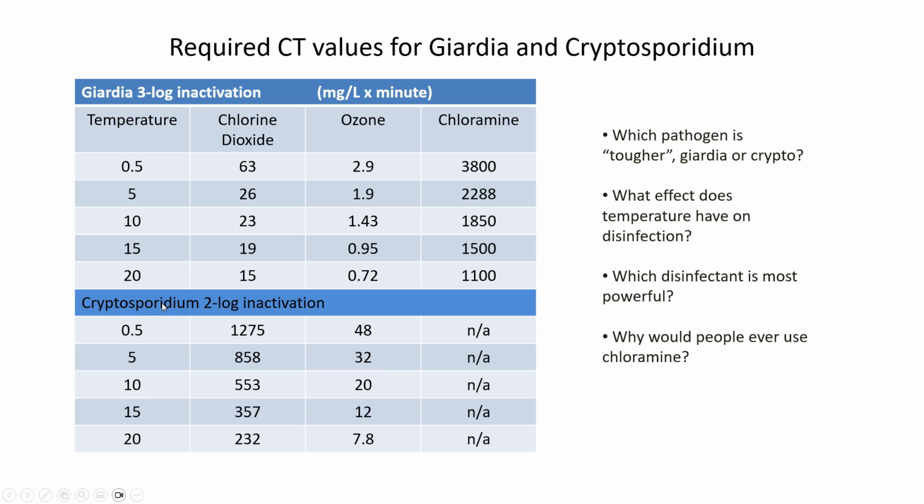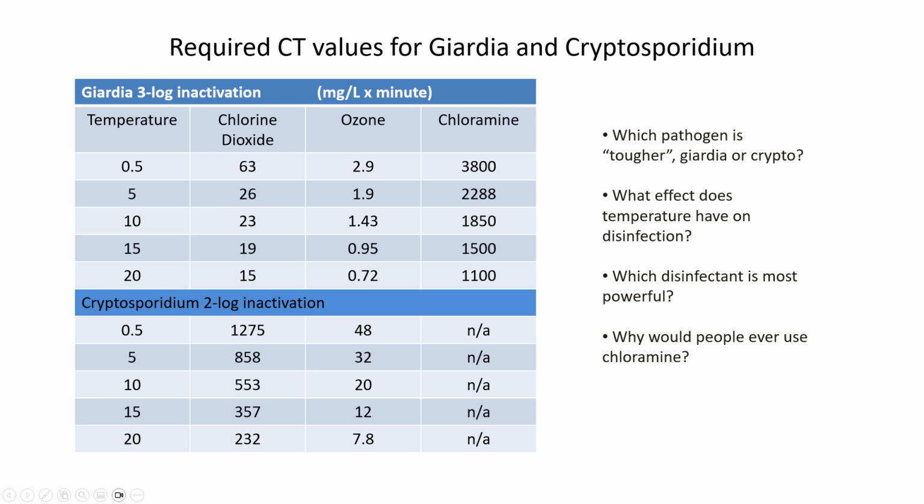So crypto is a very dangerous microorganism because it's resistant to some of the types of disinfection that we use. So ozone, chloramine. You can see that chloramine is a much weaker disinfectant than, say, ozone or chlorine dioxide. So you may wonder why people would even bother to use chloramine if you need such a high concentration times time. The nice thing about chloramine is it's more stable in water.